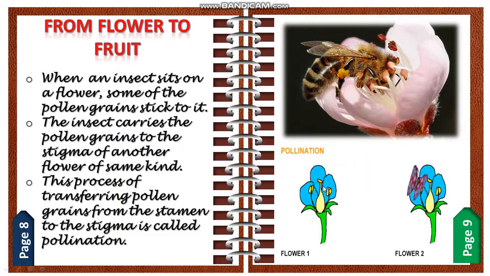When the pollen grains of this flower go to the same flower, that is known as self pollination. But when the pollen grains of this flower are transferred to another flower, that is known as cross pollination. So basically there are two types of pollination. Self pollination happens within one flower and cross pollination happens between two flowers. So let us understand this process of pollination properly.